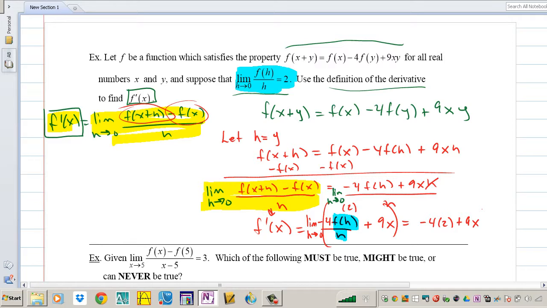Anytime you take the limit of something and the variable, like an h, doesn't appear in the function, you just leave it as is. The limit is just whatever you're taking the limit of, and you get negative 8 plus 9x, and that is my f prime of x. That is my answer to this question here.